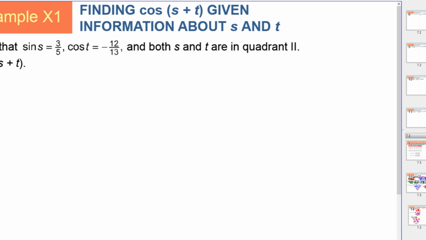So we suppose that sine s equals 3/5 and cosine t equals -12/13, and both s and t are in quadrant 2. Find cosine s plus t. A lot going on there.